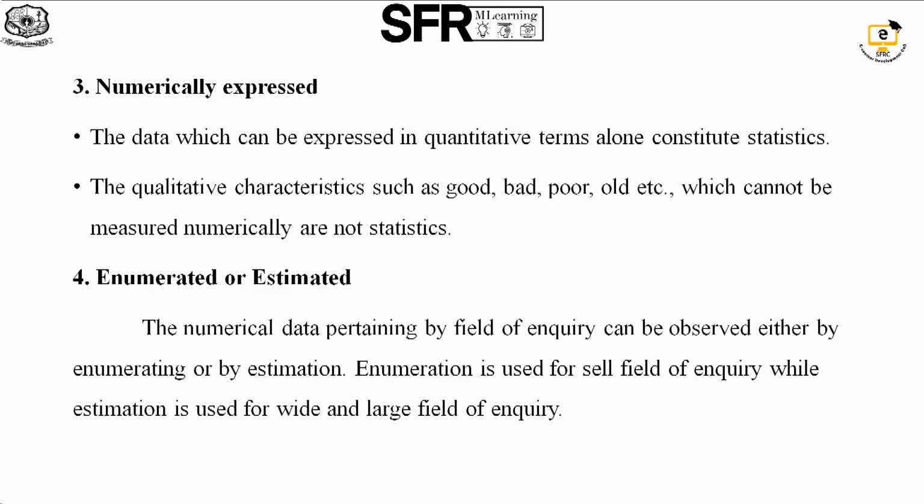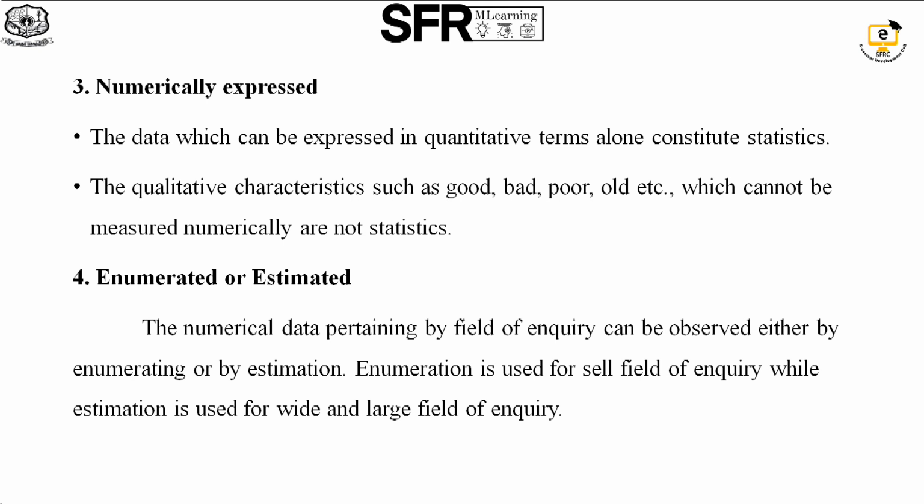Next one is numerically expressed. A statistical statement is a numerical expression. Statistics deals with quantitative terms alone. Statistics does not deal with qualitative characteristics, such as good, bad, poor, old, etc., which cannot be measured numerically, so they are not statistics. If we express them numerically, we can deal with statistics. If possible, qualitative characteristics are dealt with in statistics if they can be expressed in a numerical way.